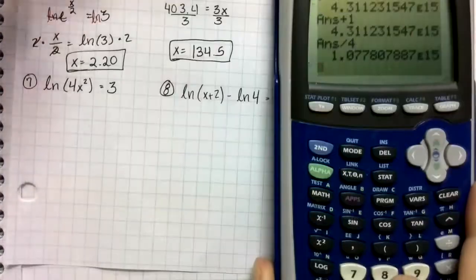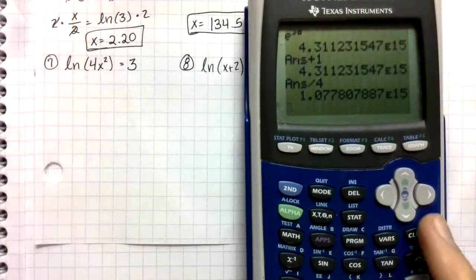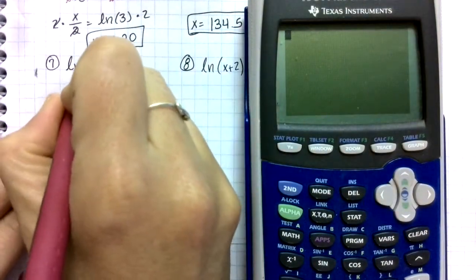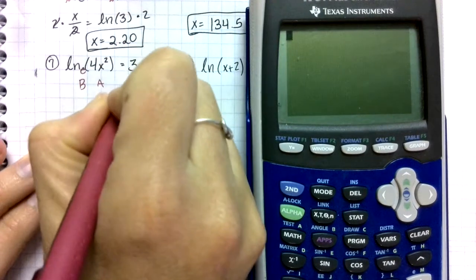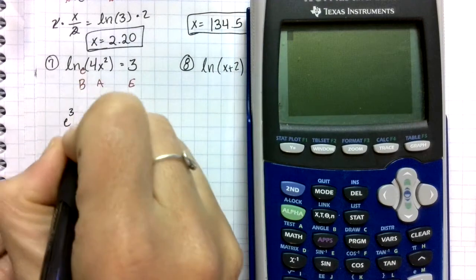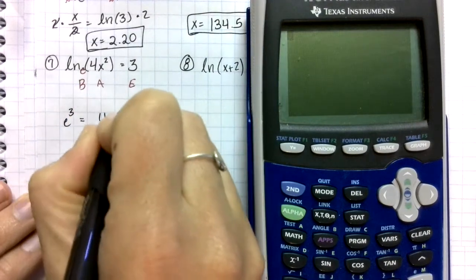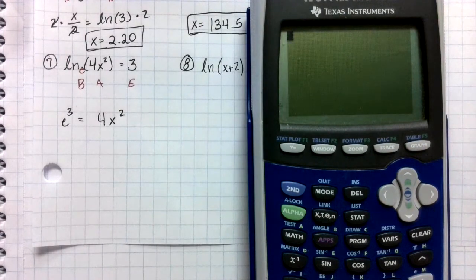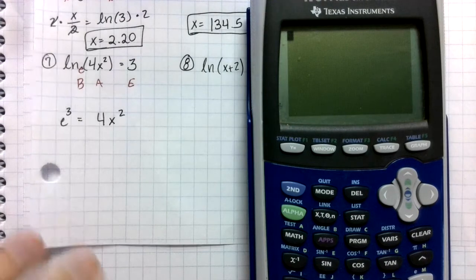Now, moving on to problem number 7. I'm going to put my base in. So then I'm going to have base, answer, exponent. So this is going to be e to the power of 3 equals 4x squared. So at this point, you guys should be able to do this problem. So go ahead and pause the video and try this problem on your own and see what you come up with. I'm going to go ahead and work through it. So when you unpause, you'll be able to see me working it.